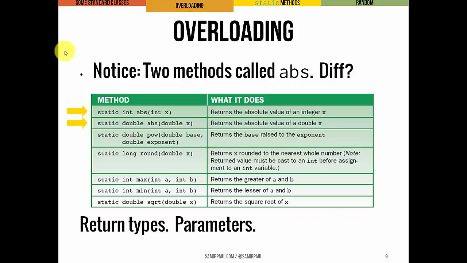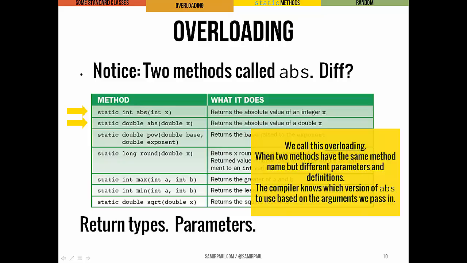There are actually two methods that are both called abs for absolute value. What's the difference? You can see their return types are different. This first one returns an int, this second one returns a double, and their parameters are different as well. This one takes an integer, this one takes a double. We call this overloading. We would say the abs method is overloaded. They have the same name, but different parameters. That's how the compiler can tell, if we call the abs method, which of the two to use.